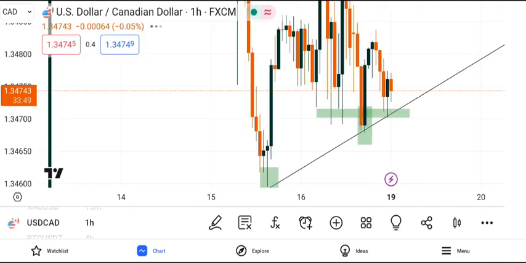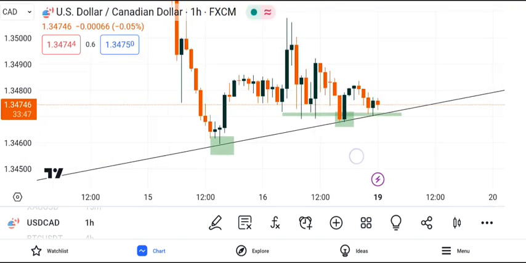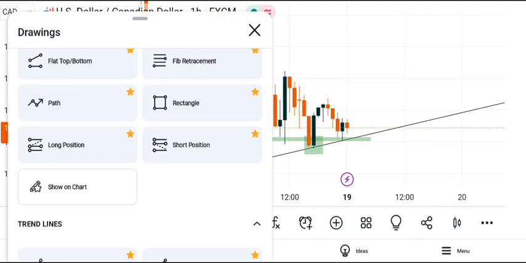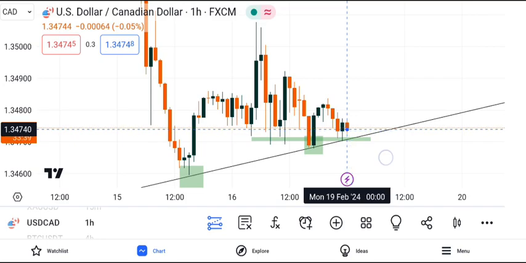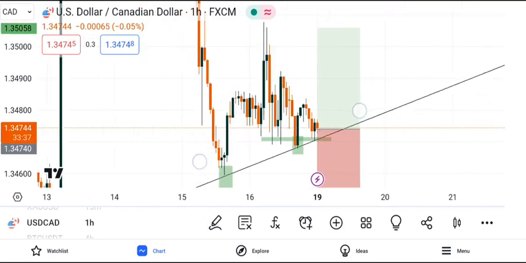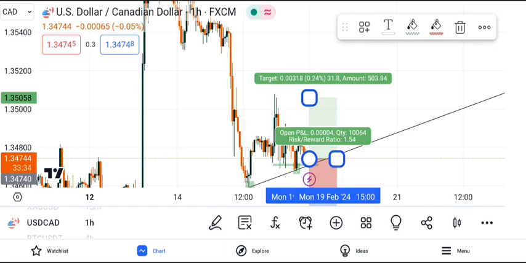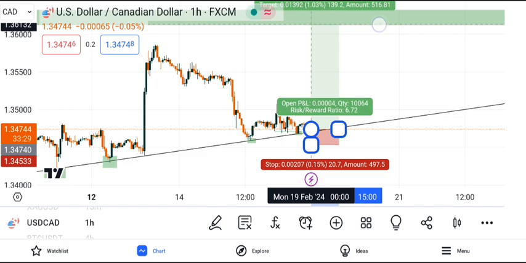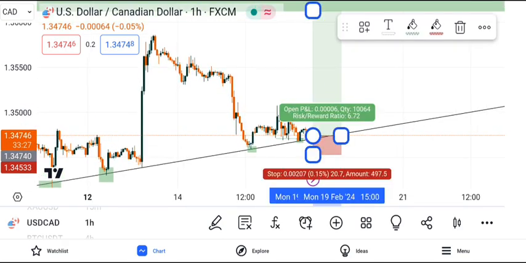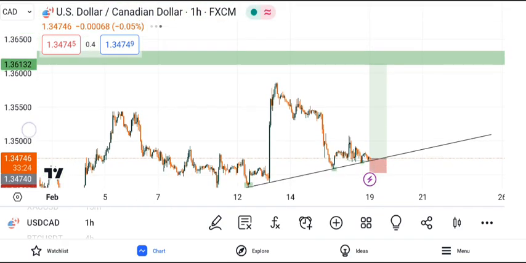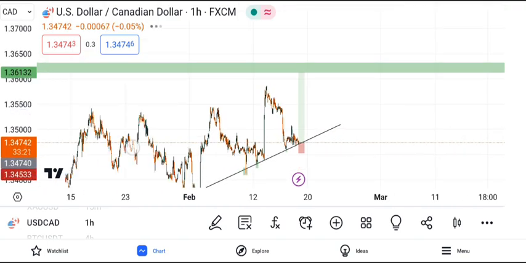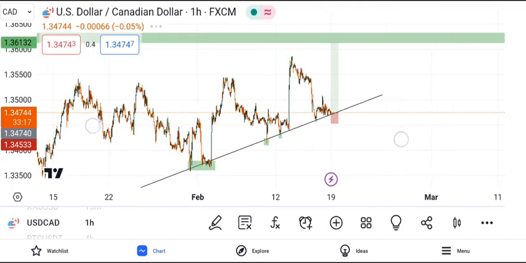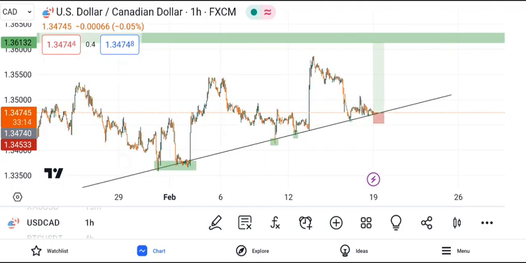But note, this is a probability market. It's not 100% sure that the market is going to buy from here, but all you have to do is execute our edge over a long series of trades and you get profitable. So this is buyers on USD CAD. We're expecting the market to buy up to this point. You can see this is a 1-to-6 risk to reward ratio. But note, when taking a trade, you have to know your risk to reward, your risk management before taking a trade. And no, this is not a trade signal, this is just for educational purpose.